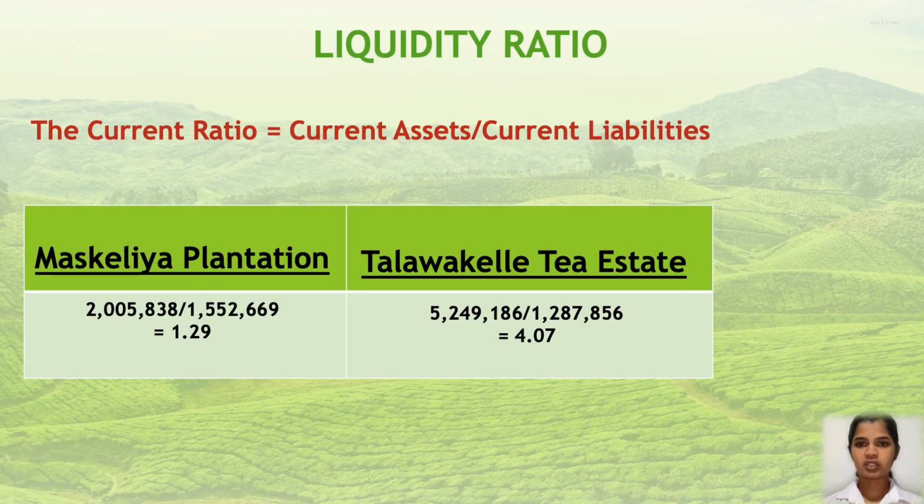According to the calculations, for every 1 rupee of short-term debt, Muskelia Plantation has 1 rupee and 29 cents and Thalawakele Tea Estate has 4 rupees and 7 cents in current assets to pay it off. Therefore, compared to Muskelia Plantation, Thalawakele Tea Estate has a very strong ability to meet its short-term obligations. Therefore, Thalawakele Tea Estate is better in terms of current ratio.